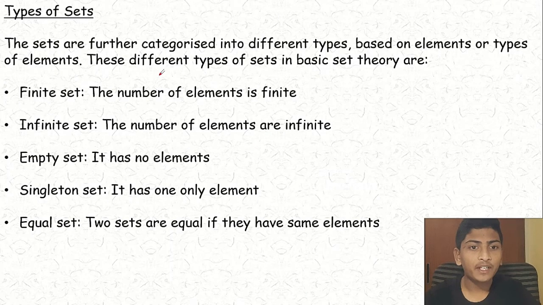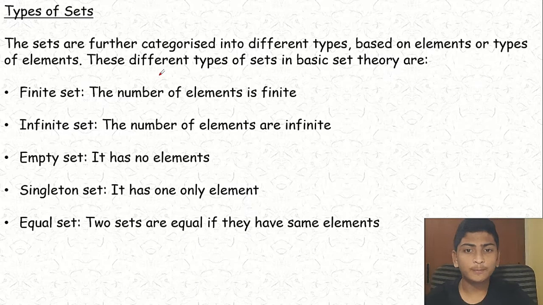Next, types of sets. There are many types of sets, and these are some of them. A finite set means it has a finite number of elements. If we take the set of cricket players, we can say it has 11 members or 11 elements. If we take the set of vowels, there are only 5 vowels, or the set of consonants, only 21 consonants, like that. It should have an end. It is finite.